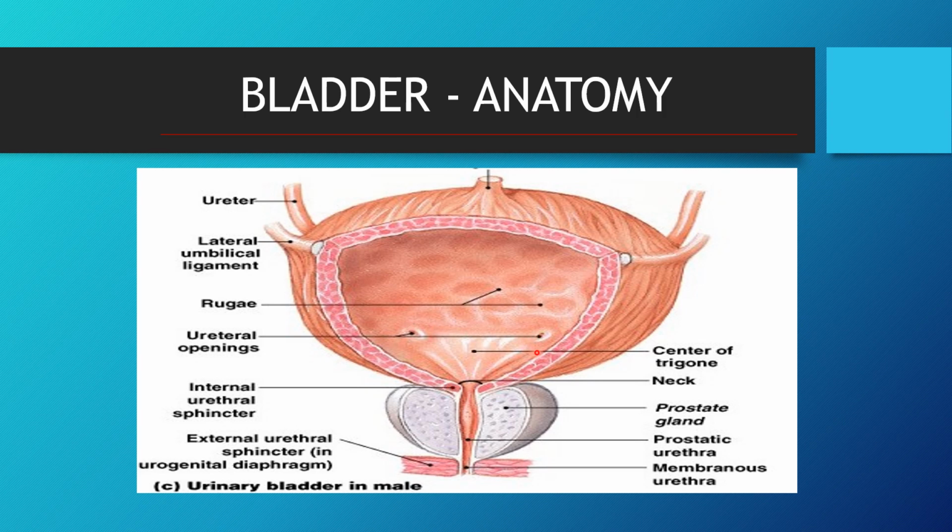This area is the trigone, which has a smooth surface, and this part is the neck. In the neck part there is the internal urethral sphincter, and this is the prostate gland, and here we have the external urethral sphincter in the urogenital diaphragm. This is the prostatic urethra, the middle part, the part inside the prostate gland. You will know this bladder anatomy in detail in your anatomy lectures.